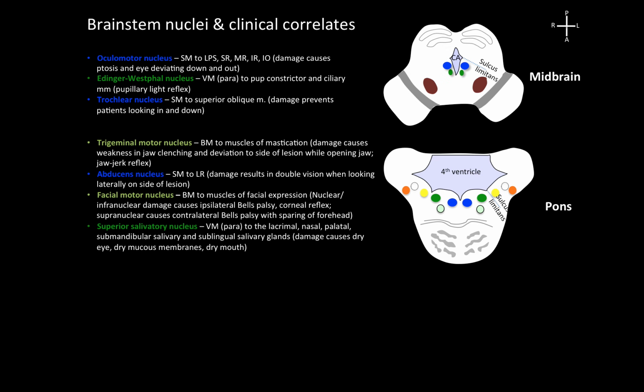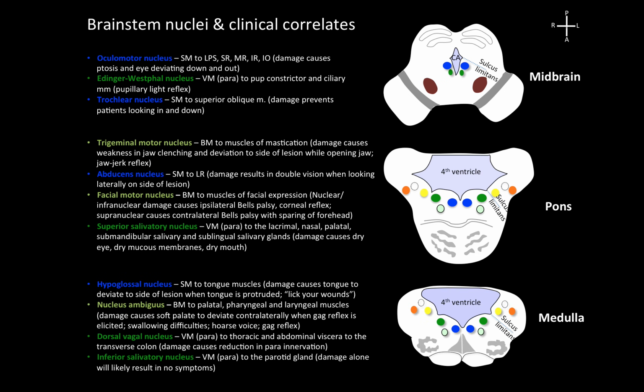And here's a cross-section through the pons and all of the motor nuclei that we find in the pons: trigeminal motor, abducens, facial motor, and superior salivatory nuclei, and what they do and their clinical correlates. And there's a cross-section through the medulla with its nuclei: hypoglossal, nucleus ambiguus, dorsal vagal, and inferior salivatory nuclei, with what those nuclei are responsible for and their clinical correlates. And that, my friends, is the brainstem motor nuclei and their clinical correlates in a nutshell.